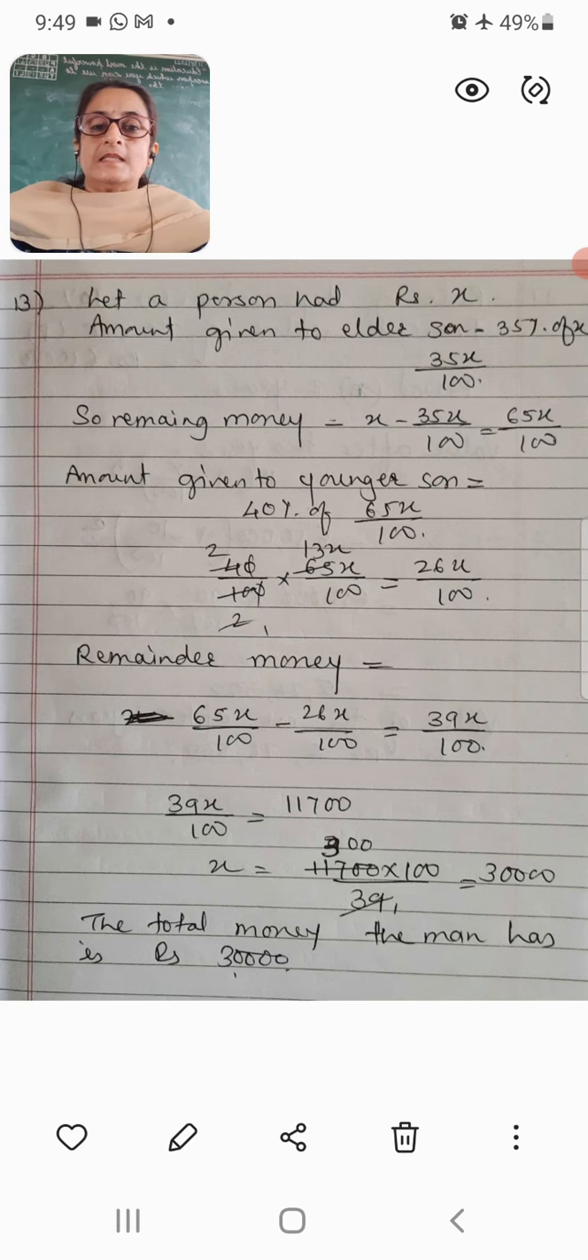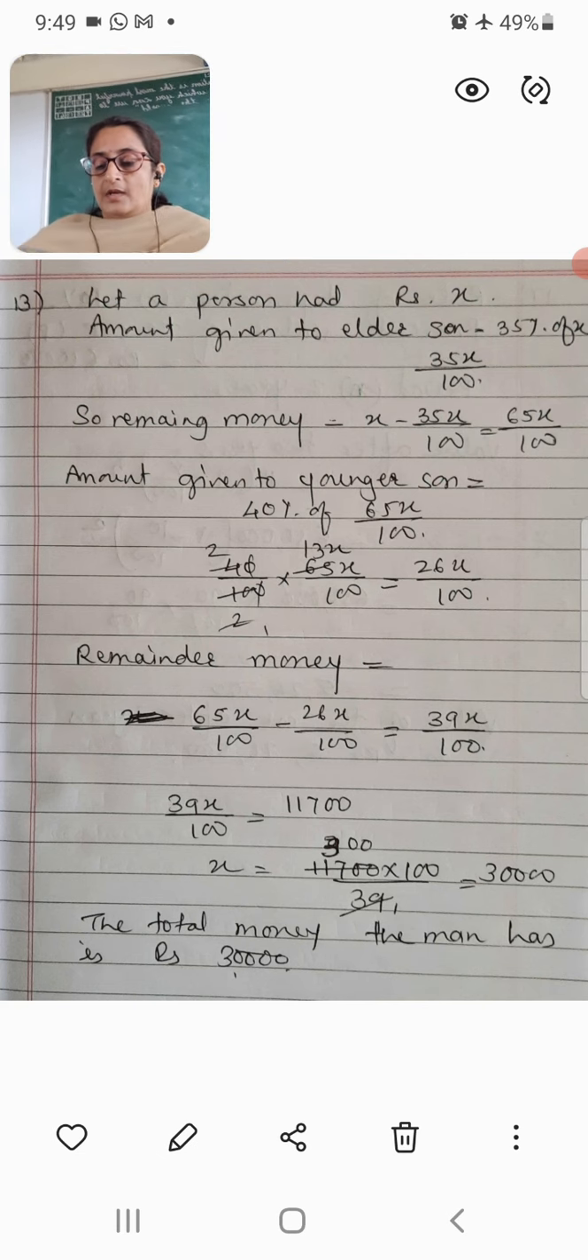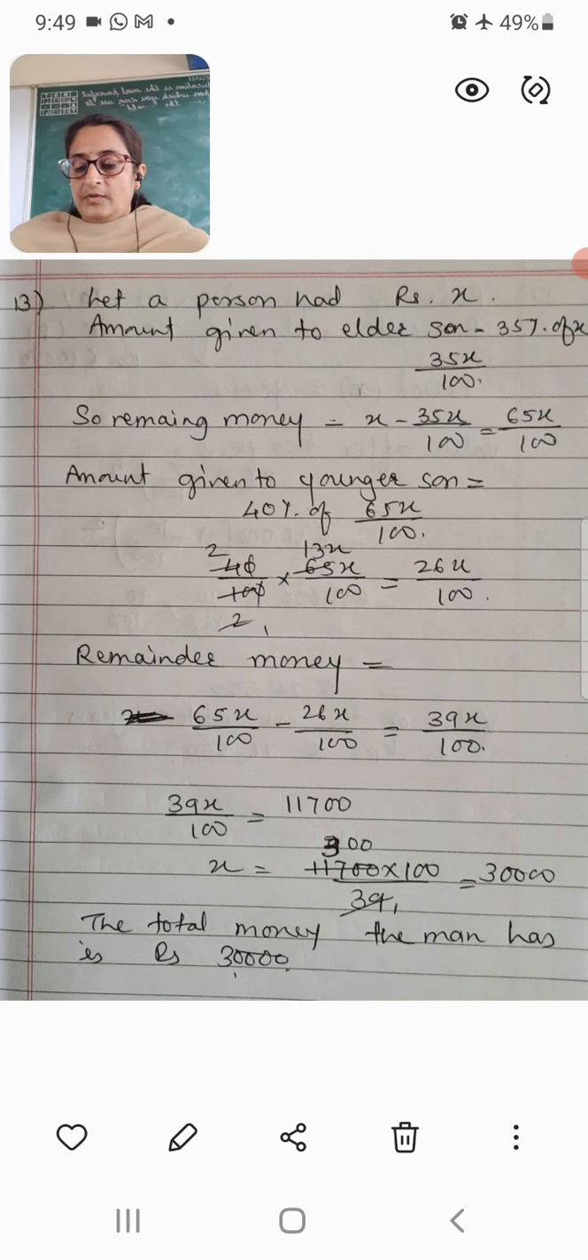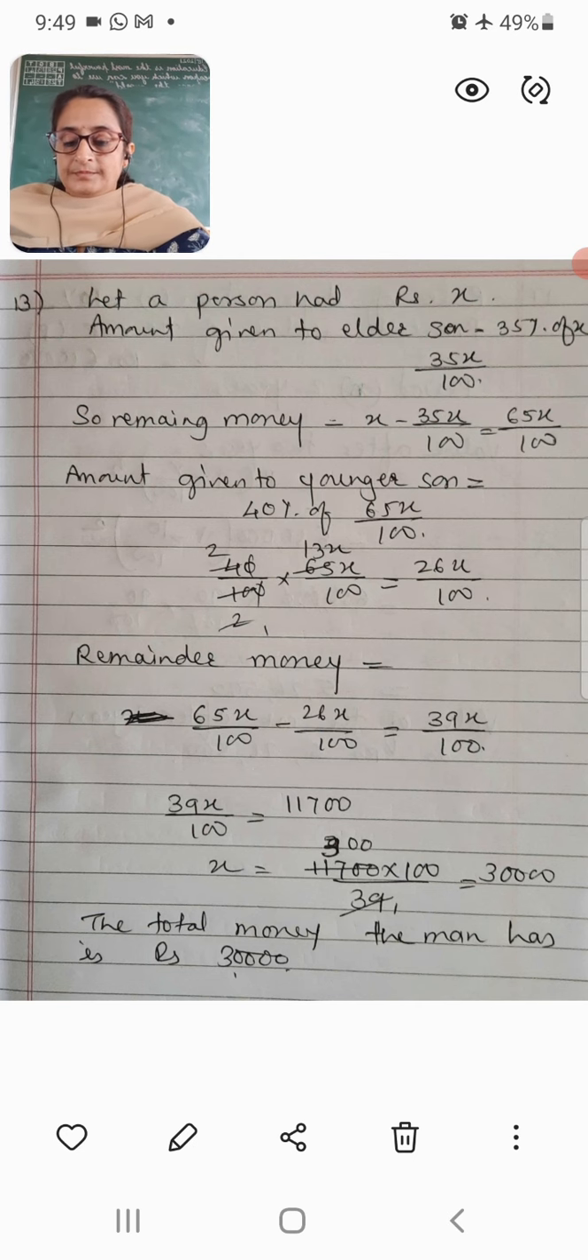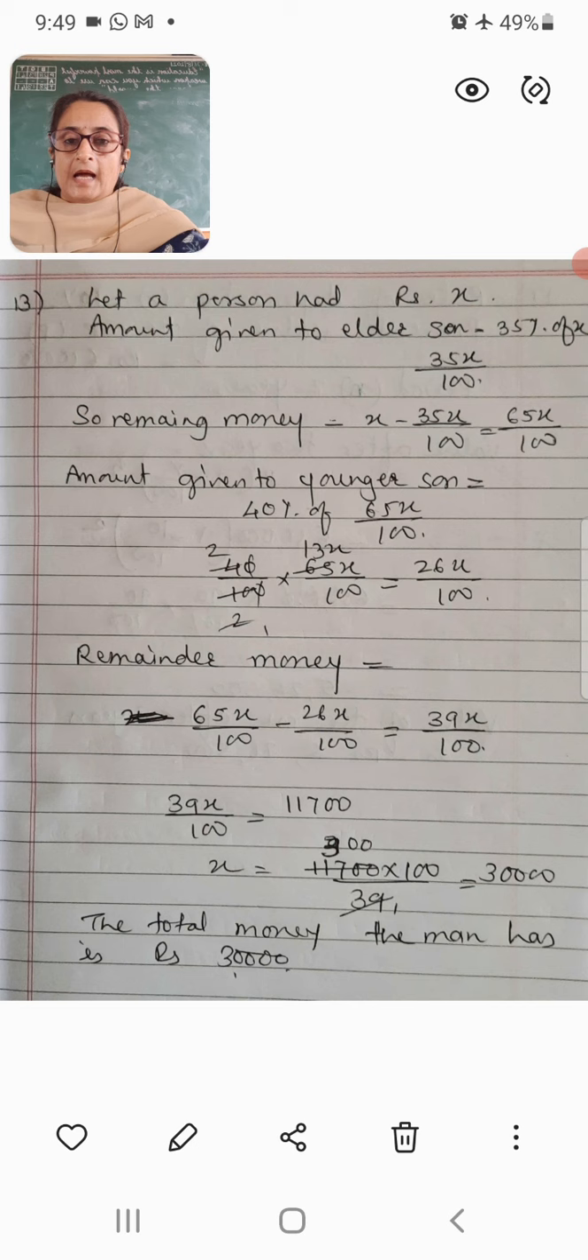Next is the 13th one. A man gave 35% of his money to his elder son and 40% of the remainder to the younger son. Now he is left with 11,700. How much money had he?